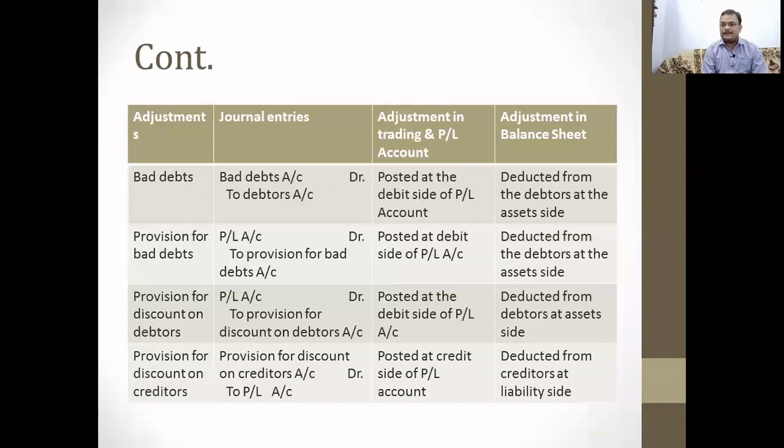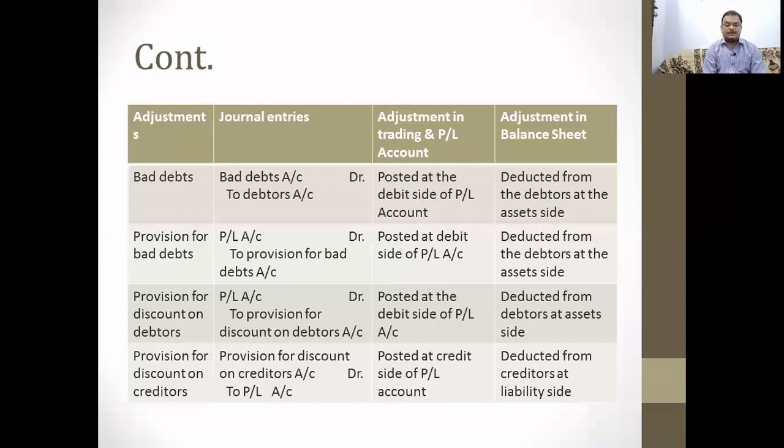Provision for bad debt, if we make a provision for that particular bad debts, so we have to pass a journal entry called profit and loss account debit to provision for bad debts account, and this is posted at the debit side of profit and loss account and deducted from the debtors at asset side.